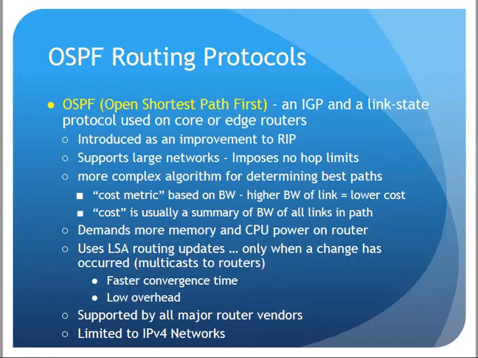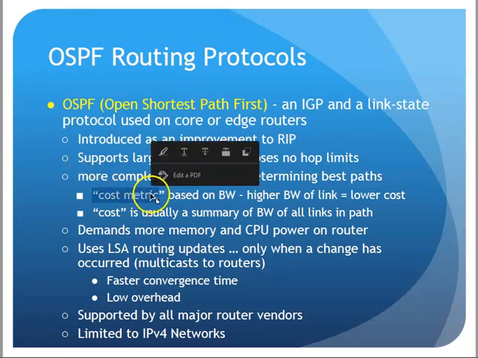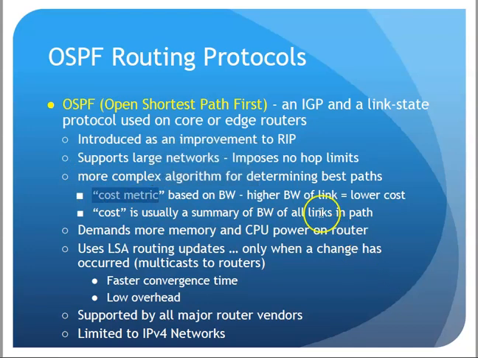Our link state, and we're going to work with this one as well. We'll take RIP off and put OSPF on. Open Shortest Path First. This is my link state. It was introduced to try to make improvements to RIP. This is going to support larger networks. It uses a little more complex algorithm. It uses a cost metric based on the bandwidth of the link. So the higher the bandwidth of the link, the lower the cost, the lower the delay, if you will, of going across that link. And the cost is usually a summary of all the bandwidths to get to that destination network.